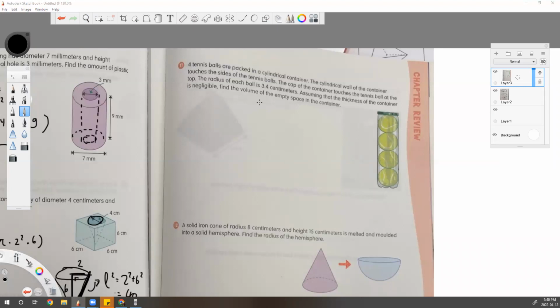In order to solve this, we need to subtract 4 times the volume of the ball from the volume of the cylinder, right? We know that the radius of each ball is 3.4 centimeter. The height is 1, 2, 3, 4, 5, 6, 7, 8 times the radius. So we need to do it one by one. Height of the cylinder is 8 times 3.4, right?